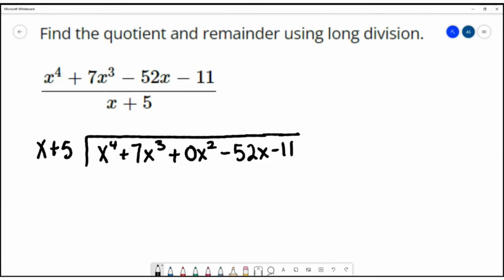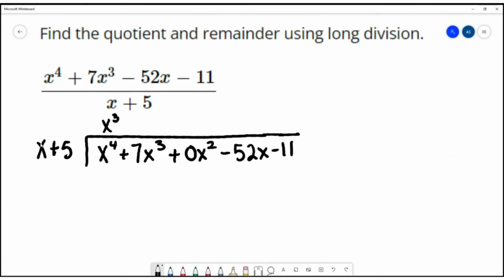And now I'm going to go through that long division process. With the long division process, we're going to focus on only the first term of what we're dividing by and the first term of what we're dividing into. So we're going to think x divides into x to the fourth, x cubed, or if you prefer, you can think of it as multiplication. X times what will give me x to the fourth, and that's going to be x cubed. We write that x cubed up here at the top.